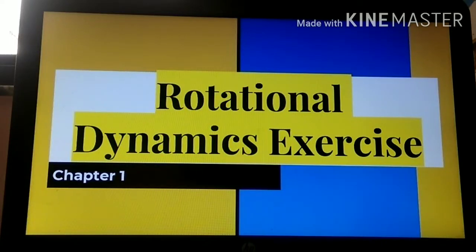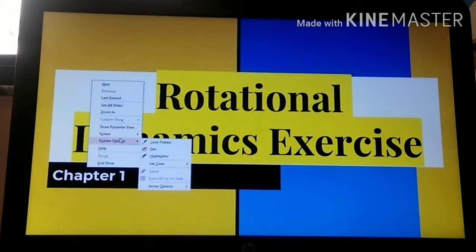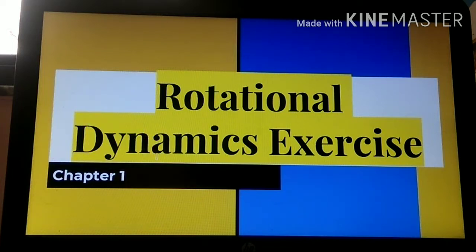Hello students, today we will be studying rotational dynamics. Over here the exercise has been written because we will be solving the exercise today. But previously there was some topic which was remaining, so I will try to explain that, then we will proceed with the exercise which is given at the back of your textbook.